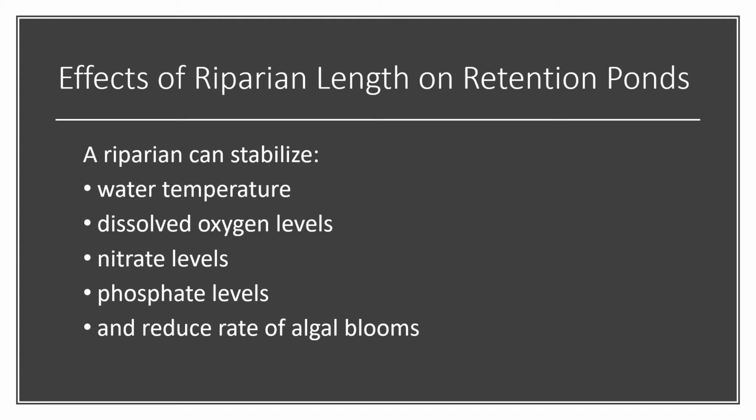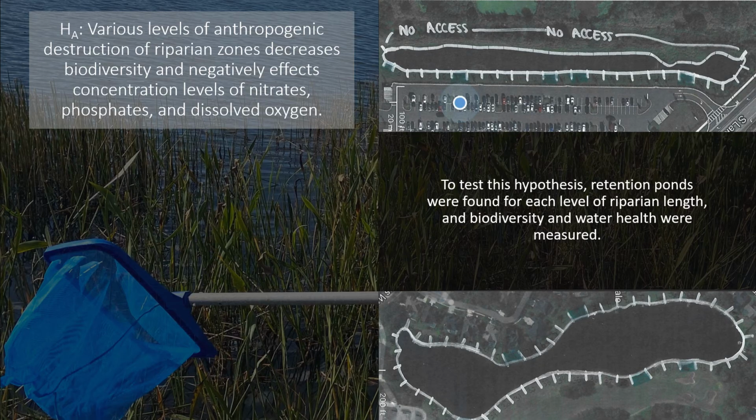A riparian is the surrounding vegetation of a body of water. A riparian can be beneficial to the aquatic ecosystem it surrounds, as it can help stabilize water temperature, dissolved oxygen, nitrate, and phosphate levels. Higher nitrate and phosphate levels lead to possible algal blooms. Algal blooms can lead to reduced dissolved oxygen levels, which can be extremely harmful to aquatic life. If dissolved oxygen levels drop too low, the retention pond may not be able to support aquatic organisms.